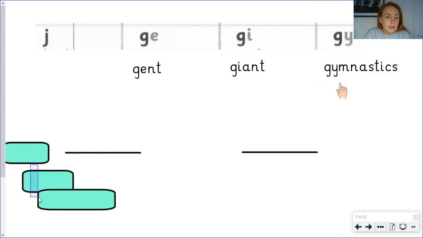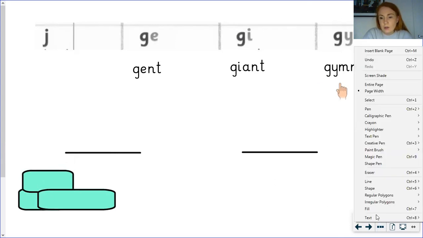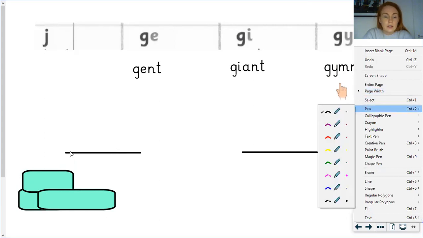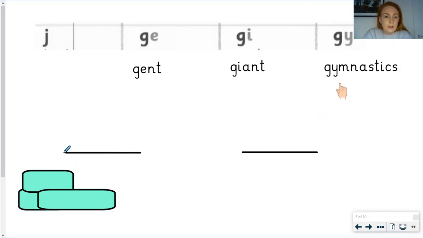So when you've had a go at reading those, can you choose a couple of words and use your neat handwriting to practice the g as a j: j, e, n, t, or giant, j, I, a, n, t. Good, so today we are focusing on the j, but it's written with a g. Let's move on to our picture.